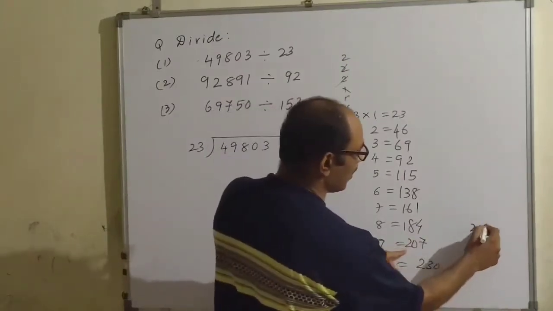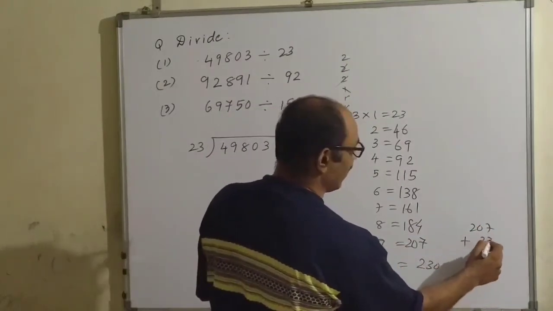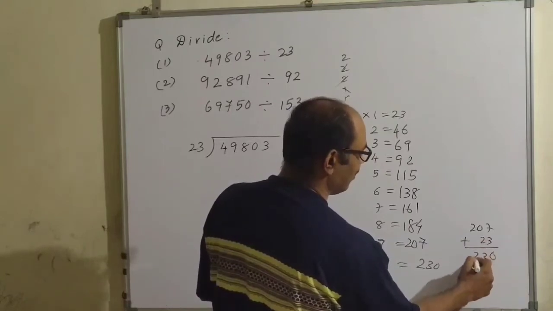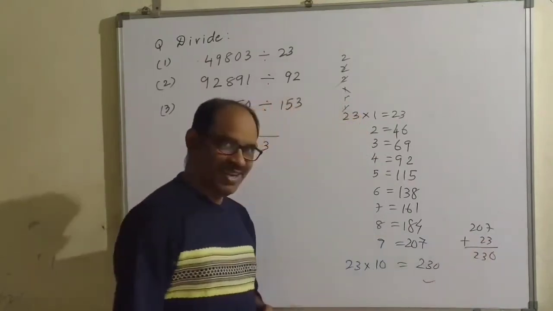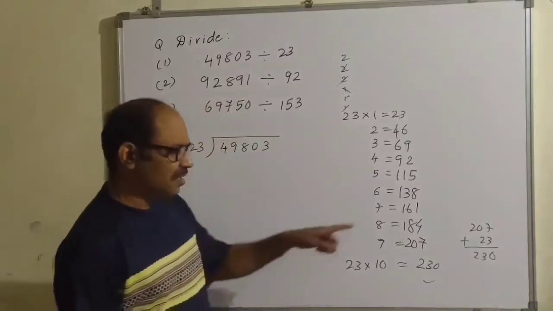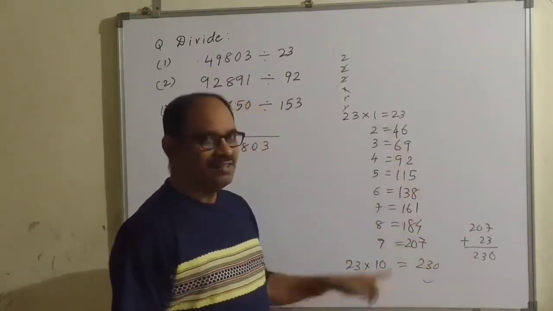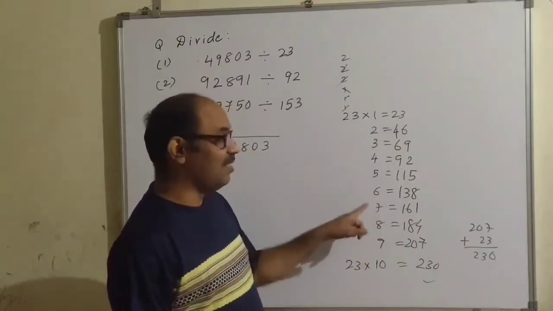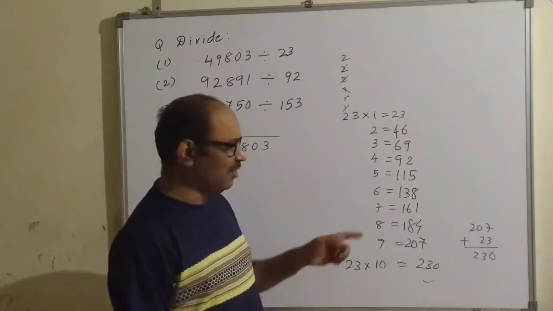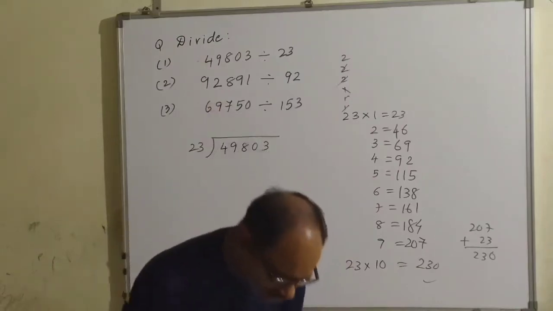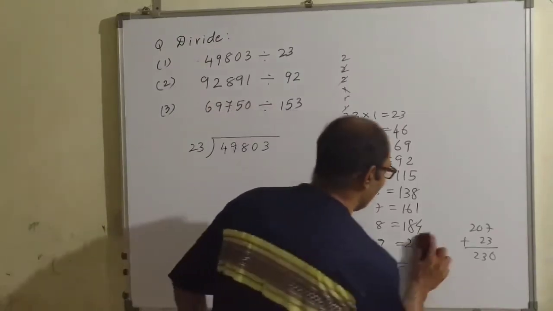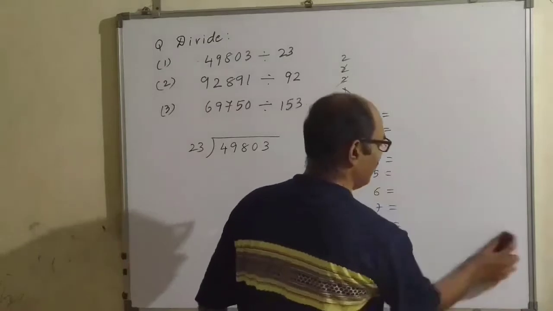Now in this 207, just add 23 and see. That makes 230, which is 23 tens. You are getting it, correct? This last test is just to make sure that you did not make any multiplication mistake here. So this is how you can prepare a table. There's another way of preparing a table. Let me show you that as well.